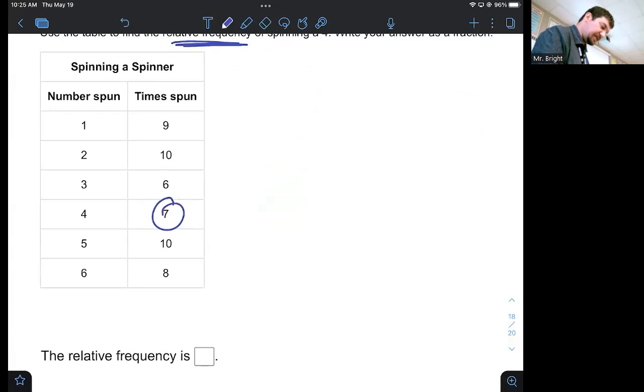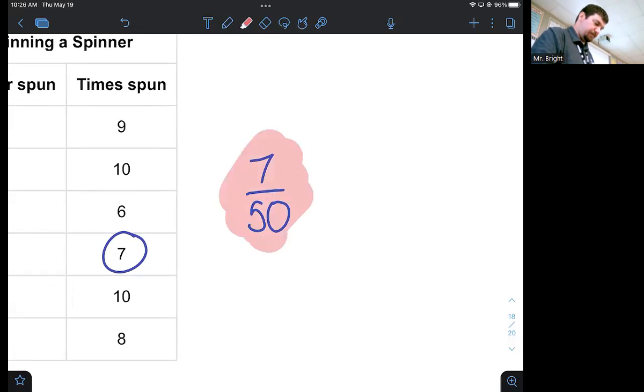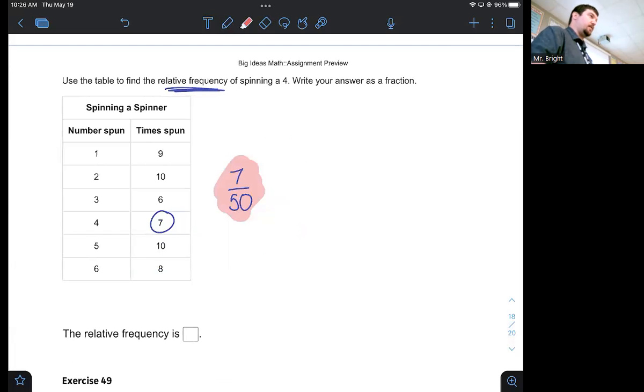7 times. Okay, so 7 is going to be our numerator out of the total. So I have to count up again. 10 and 10 makes 20, 29. 29 plus 6 is 35. 35 plus 7 is 42. 42 plus 8 is 50 again. Now, this time, does 7 out of 50 reduce? Still no. They don't have any common factors. So 7 out of 50 is our relative frequency, also known as the experimental probability.